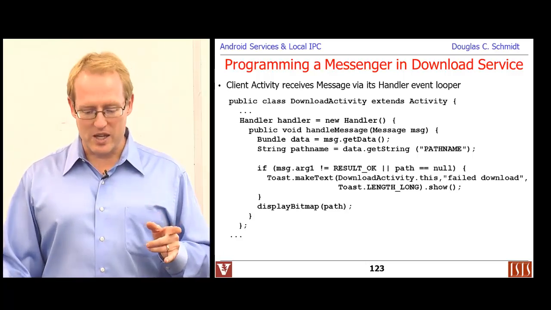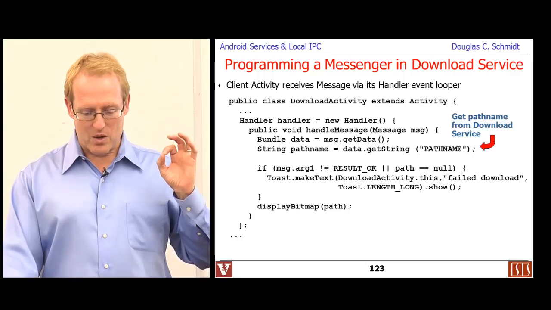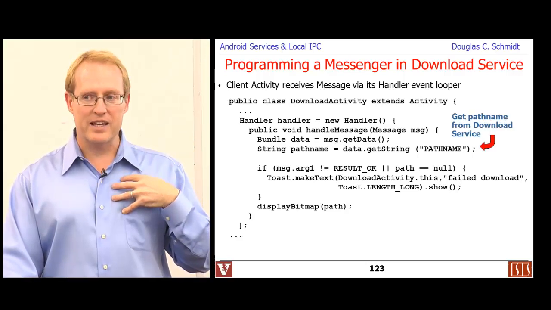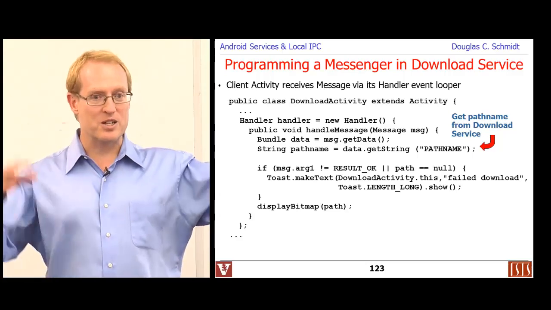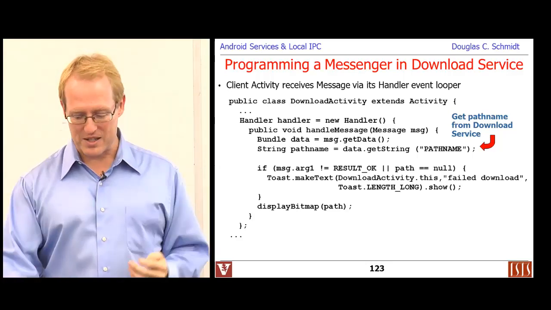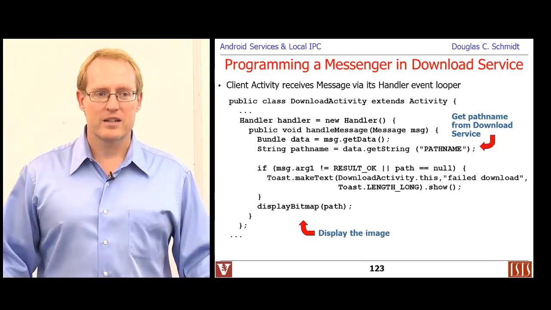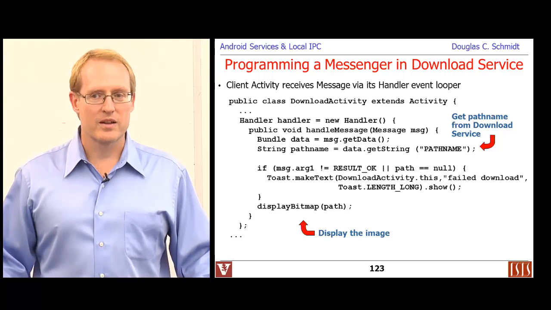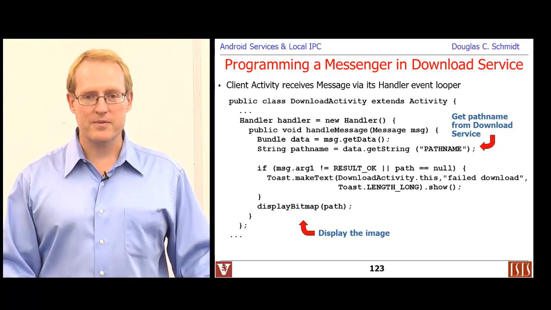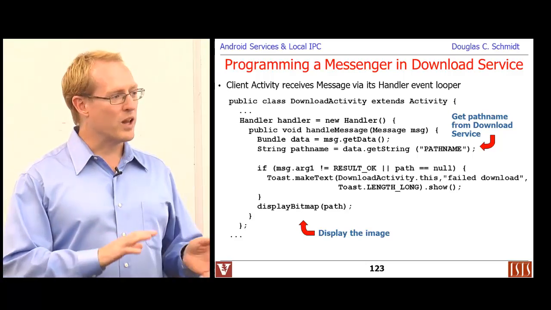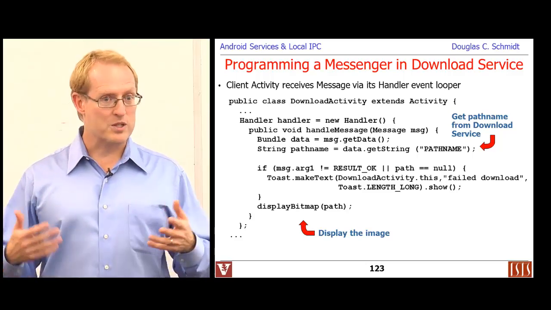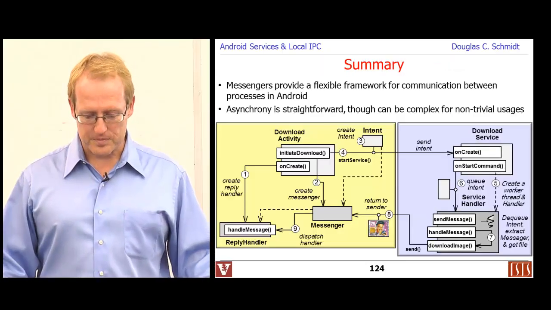But the key thing to note here is that what we're getting back is coming back in the client's UI thread, and the handle message is giving us a message that came from the service in a separate process. We're extracting information from that and then using that to ultimately display the image. Any questions about that? So your code will have some sort of flavor of this for some of the things that you're going to be implementing.